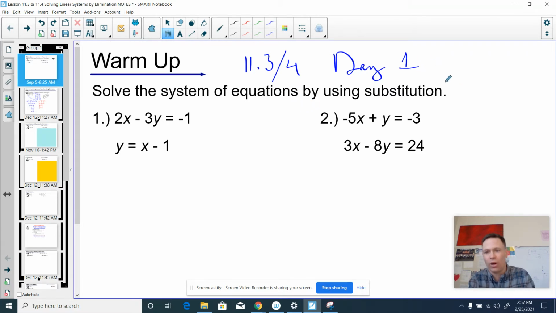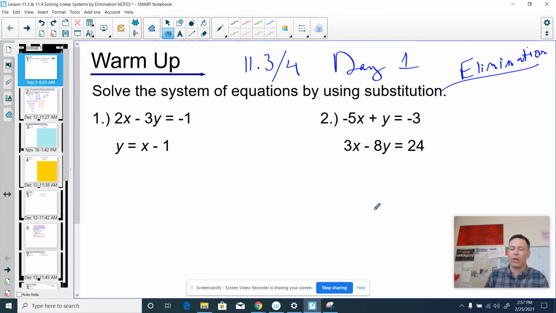Today's class, we're going to learn all about elimination. And that is going to be our topic for the next two classes. Elimination is another way to solve a system of equations. We do this by eliminating a variable, and you'll find out why or how in just a minute.